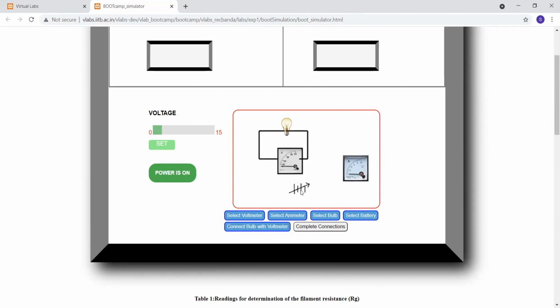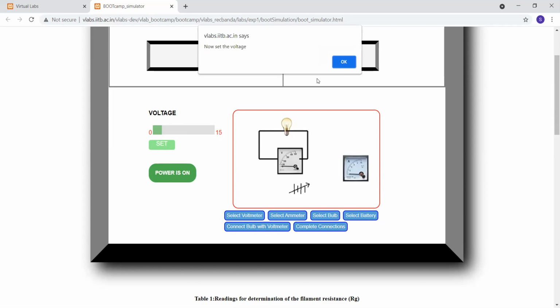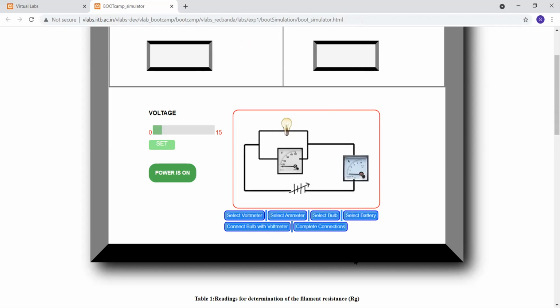This is voltmeter. Complete the circuit connections. The connections are completed. The circuit diagram is like this. There is a bulb. I think we have studied this circuit diagram. We'll come back to this.